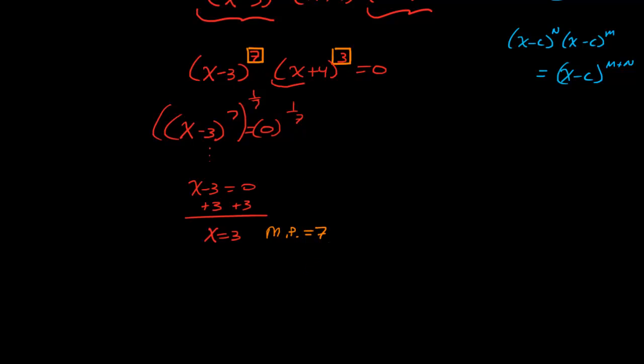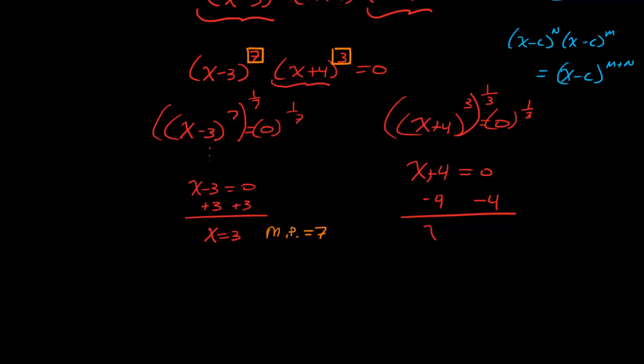Setting this term equal to 0, we get x plus 4 raised to the 3rd power equal to 0. We're going to take the 3rd root, or raise it to the 1/3 power on both sides. So we get x plus 4 equal to 0, subtracting 4 on both sides, and we get x equals negative 4. And this term has a multiplicity equal to 3. So this multiplicity is indicated by that exponent, and this multiplicity of 7 was indicated by that exponent.